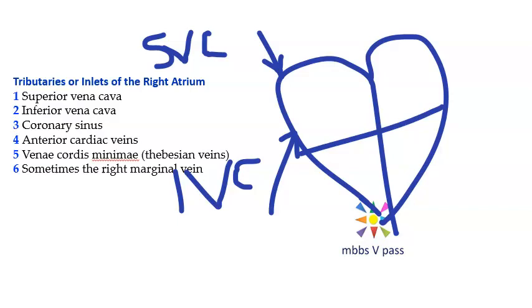So this is the SVC and the IVC. Then you have the coronary sinus, that is the largest coronary vein, which is from the heart itself. Then you have the venae cordis minimae, that is the small veins from all the chambers. They open into this right atrium.